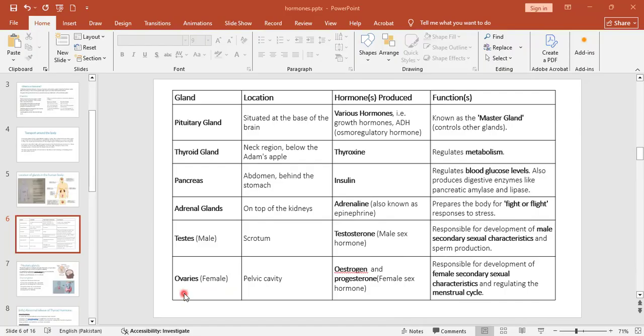Now, in the female, the glands are known as ovaries. They are present in the pelvic cavity. Pelvic cavity means the ovaries are present towards your hip region. That's known as the pelvic cavity. They produce two hormones, estrogen and progesterone.